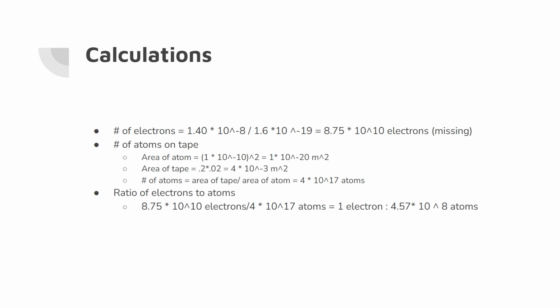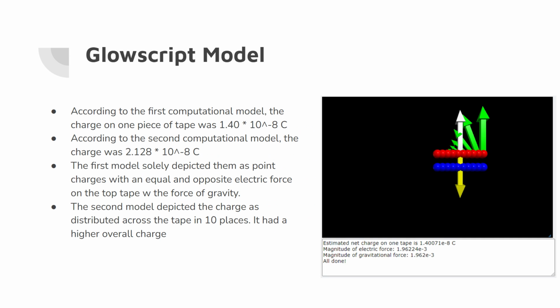The number of atoms was calculated by finding the area of an atom and the area of the tape, and dividing the area of the tape by the area of the atom. Doing this found that the number of atoms was 4 times 10 to the 17th atoms. The ratio of the electrons to the atoms was 1 electron for every 4.57 times 10 to the 8th atoms, which means there were a lot more atoms and protons compared to the electrons that were missing.